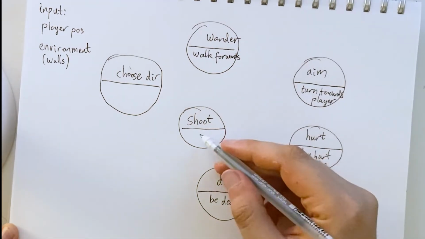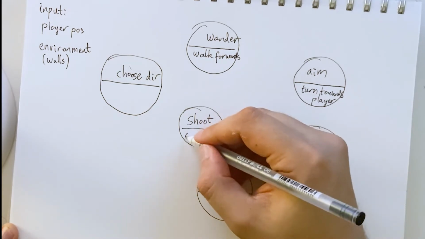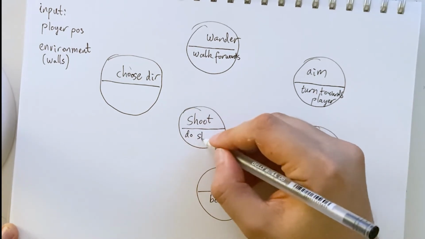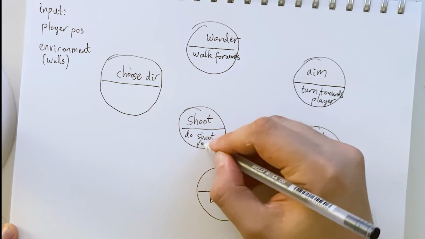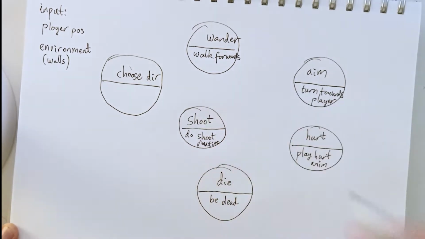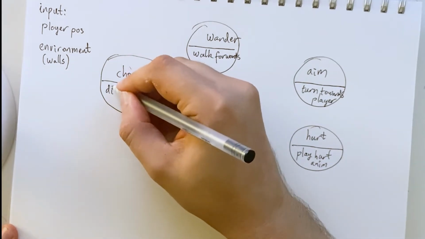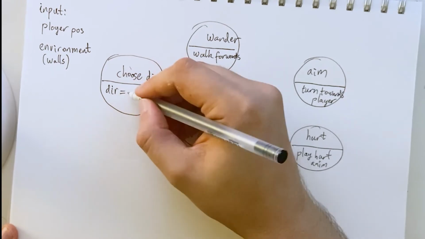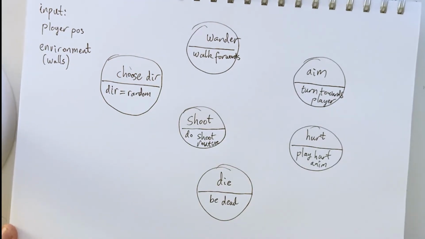Okay. When we're shooting, then we'll have some sort of shoot routine or something. So that'll be an animation of the enemy shooting, and then maybe setting an internal flag to say, hey, we want to produce a bullet, or we're ready to shoot, basically, and then reload or something. And then to choose direction, we take direction, set that to random.